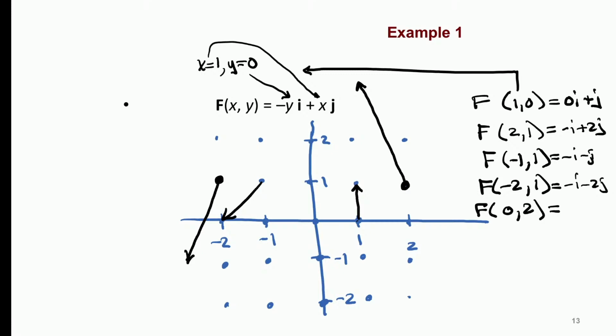Nolan, what about this last one, f of 0, 2? Negative 2i plus 0j. Okay, so just negative 2i plus 0j. So let's see, 0, 2. It's negative 2i. So that vector looks like this. It goes clear back to there. So you're starting at this point 0, 2, going back.